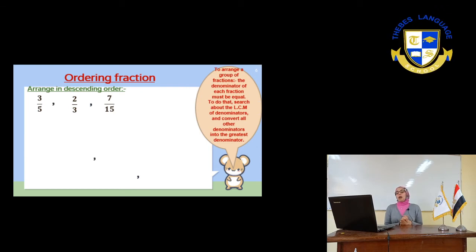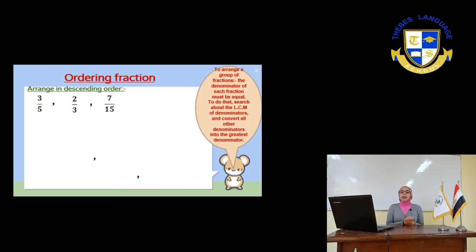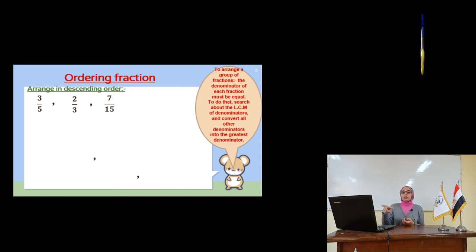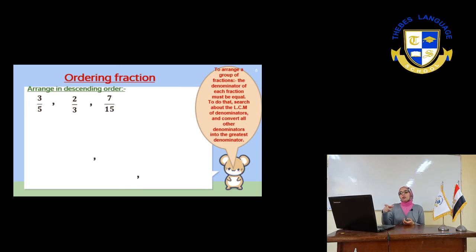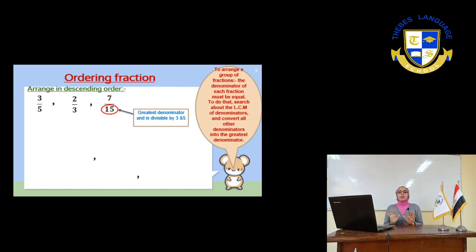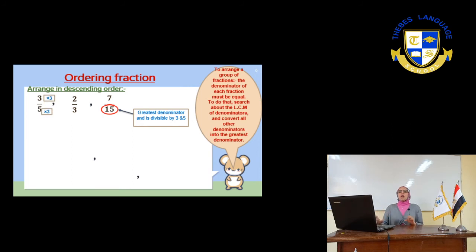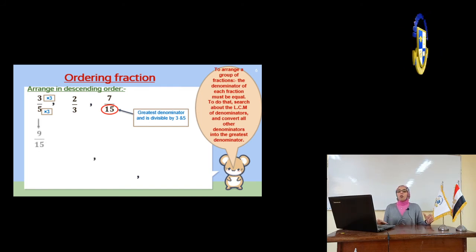Okay? Now, we want to make all the denominators 15. Can we convert 5 into 15? Yes. Can we convert 3 into 15? Also we can. So, how we do this? To convert 5 into 15, we will multiply it by 3. And we said before that if we multiply by 3 down, we must do the same up. So, we'll multiply 3 by 3 and 5 by 3. We will get 9 over 15.